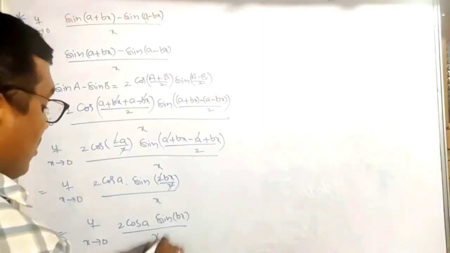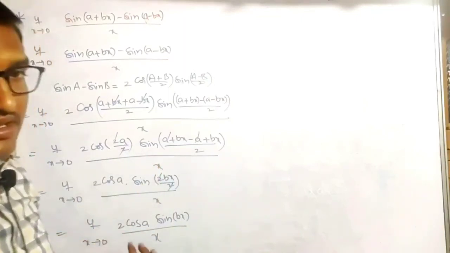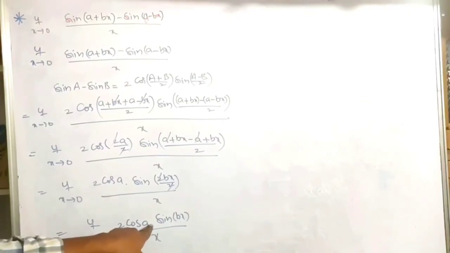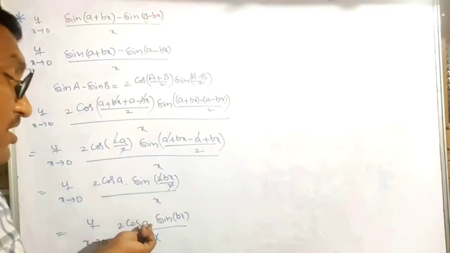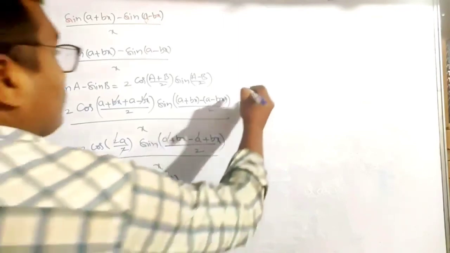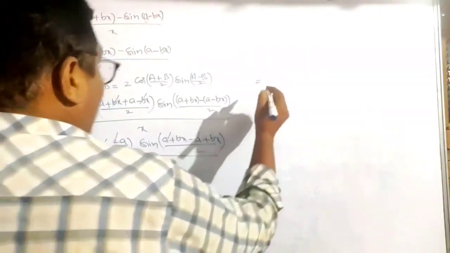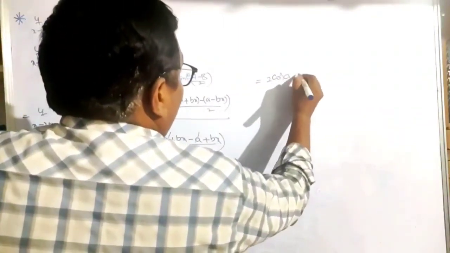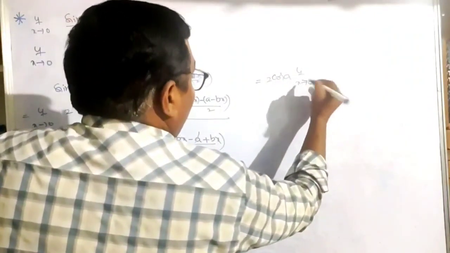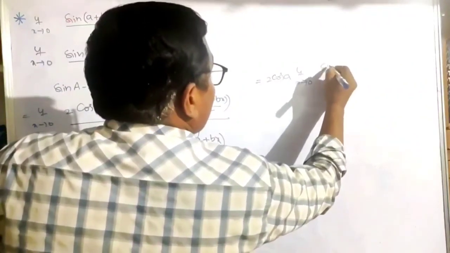If you observe here, 2 is a constant, so take it outside, and cos a is also a constant, because a is a constant here. If we had x, it would be a function, but we don't have x in the cos, we have a, that's why it's also a constant. Take it outside, and it becomes 2 cos a, limit as x tends to 0 of sin bx by x.